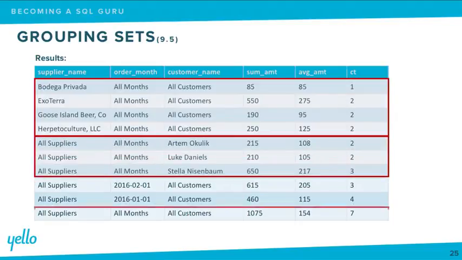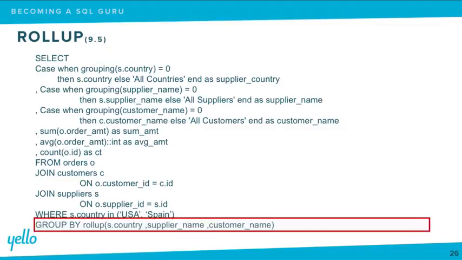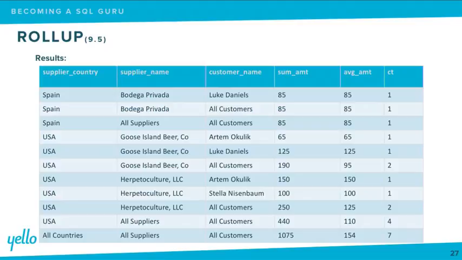All right. So as I mentioned earlier, ROLLUP is essentially a shortcut for a type of grouping set. What it allows you to do is create a specific hierarchy and then aggregate up that hierarchy. So in my case, let's say I've decided to create a hierarchy for country, supplier name, customer name. So when I specify this ROLLUP keyword, this on the back end converts it into a grouping set statement that actually looks somewhat complicated and that I did not include. But the output looks like this.